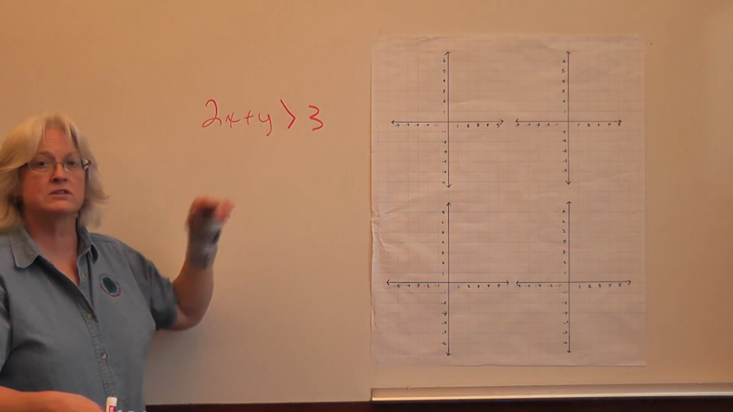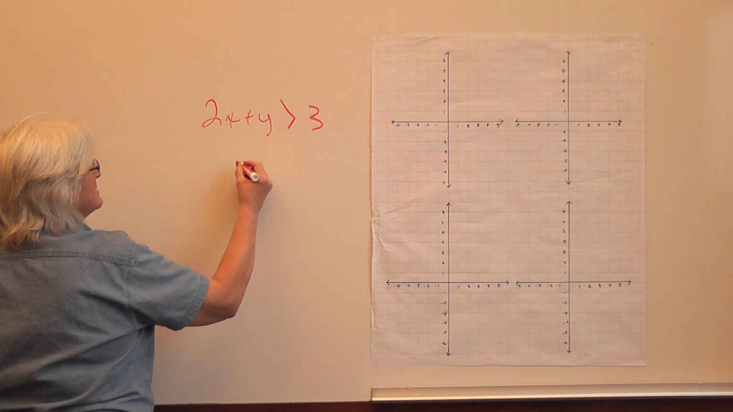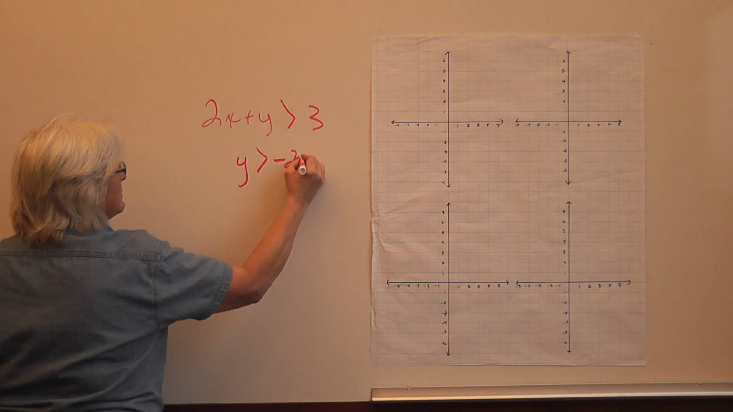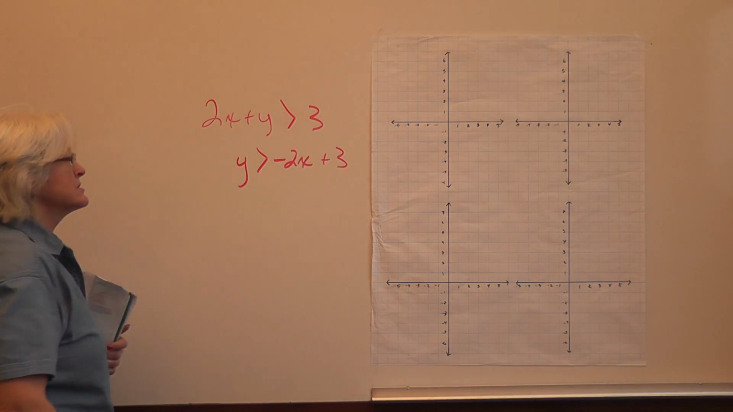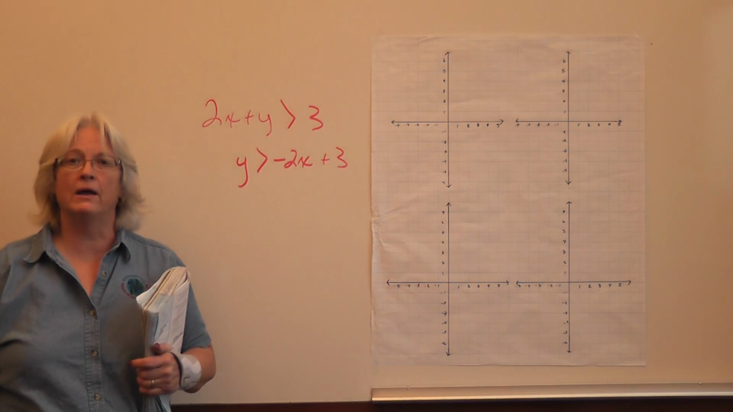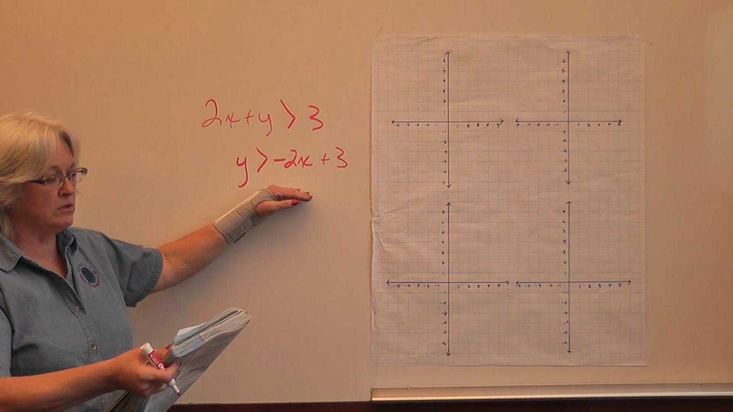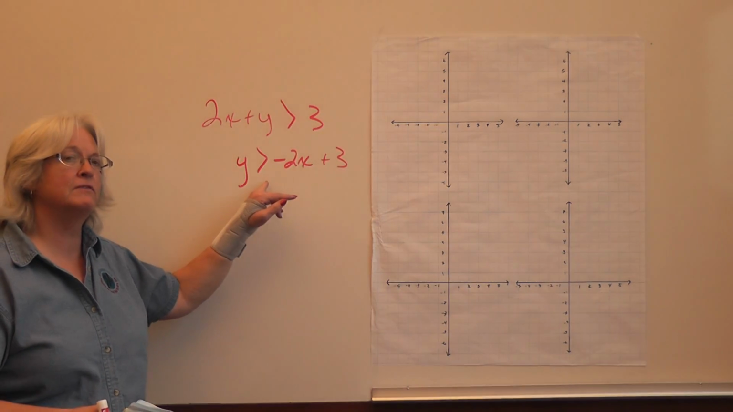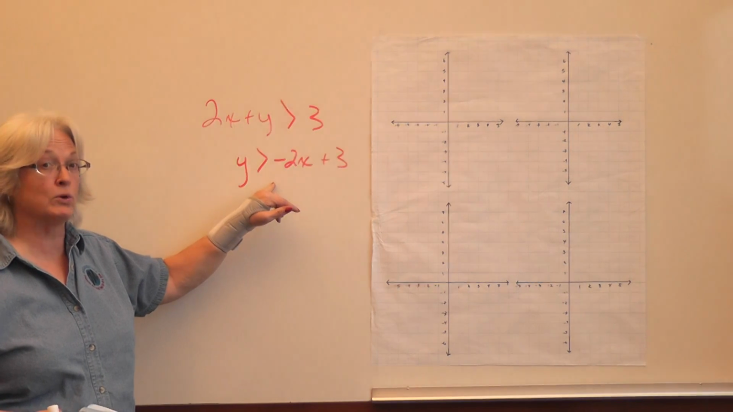We're going to solve this inequality for y by subtracting a 2x from both sides of the equation. You know how to do this. We have now solved our inequality for y, and we have y is greater than negative 2x plus 3. But we're going to think of this as being an equation, an equal sign rather.